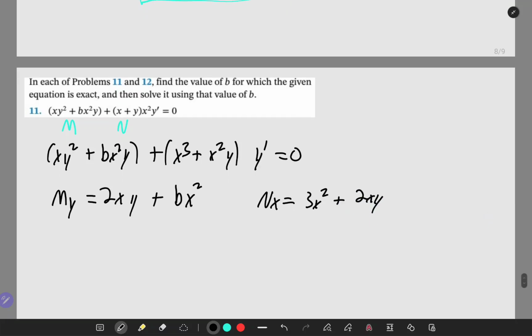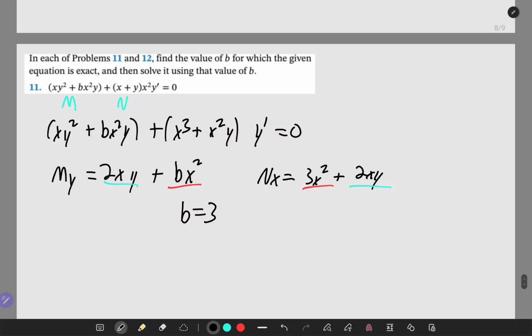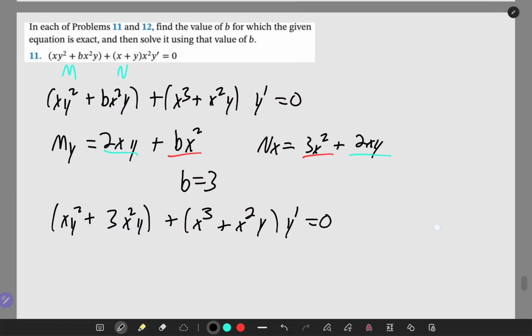Okay, so looking at this, these two terms are the same. These two terms are not. So what value of b would make these the same? 3, right? That's all it wants us to do here. It's really straightforward. It just wants us to find the value of b that would make it exact, which is 3. So now we can rewrite our equation, because now we know it's going to be exact. If this is 3 right here, we know that this is going to work, and it is exact. We just proved it.